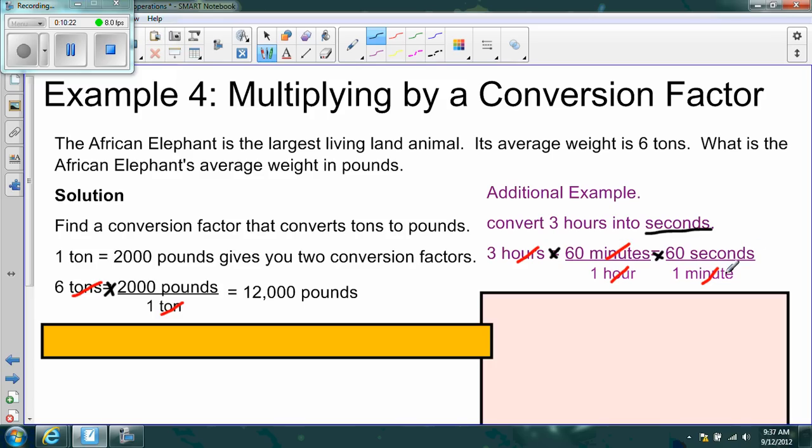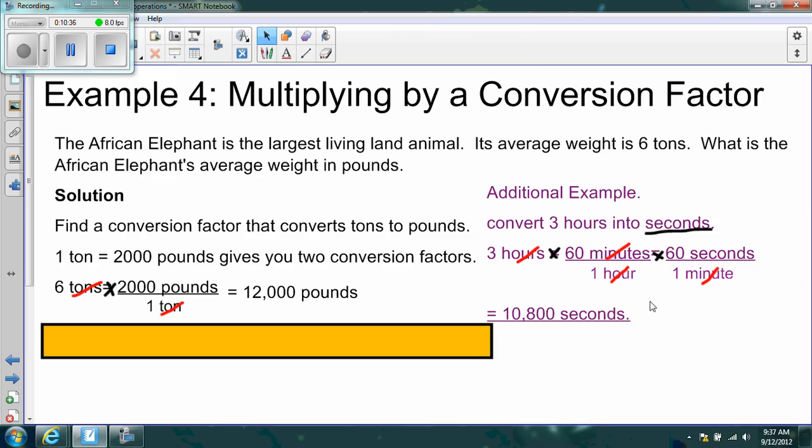It's important when you do these problems to write out the units and actually cross them out, so whatever's not crossed out, those are the units that are left. Then we can multiply across the top, multiply across the bottom, and divide. In this case, we get 10,800 seconds, which is 3 times 60 times 60.